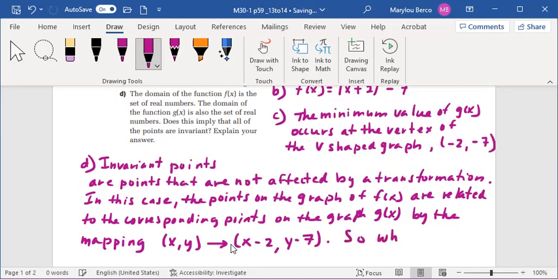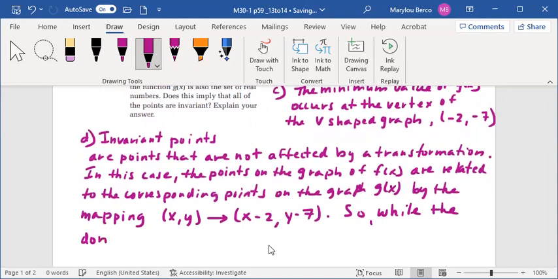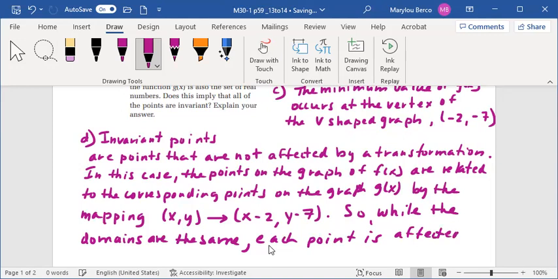So while the domains are the same, each point is affected by the transformation. So there are no invariant points.